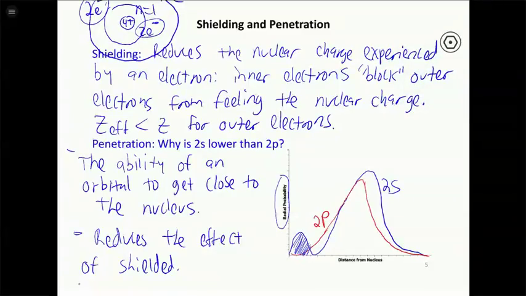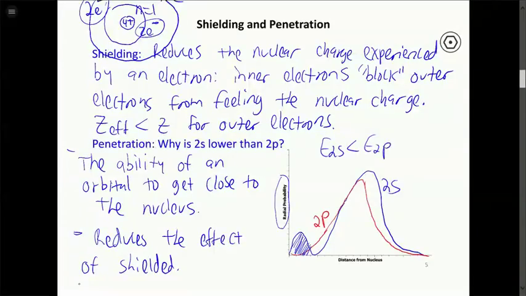And then the trend follows for the values of l. So the energy of the 2s orbital is going to be less than that of 2p because of the ability of the 2s electrons to get close to the nucleus. And what that means for all subshells, if you're comparing the energy of the subshells within a given shell, is that the s subshell is going to be lowest in energy because it's the one that's best able to penetrate close to the nucleus, and then the p, and then the d, and then the f.